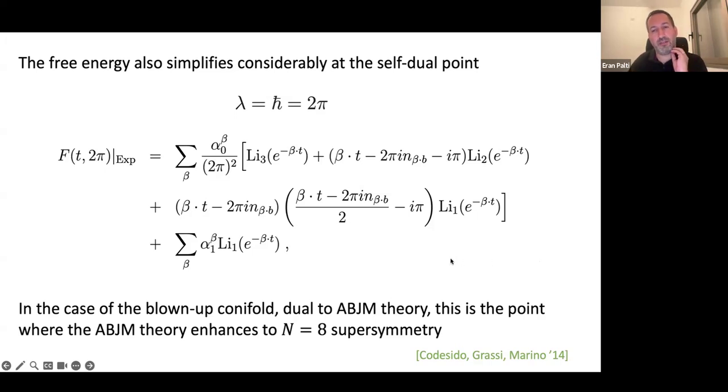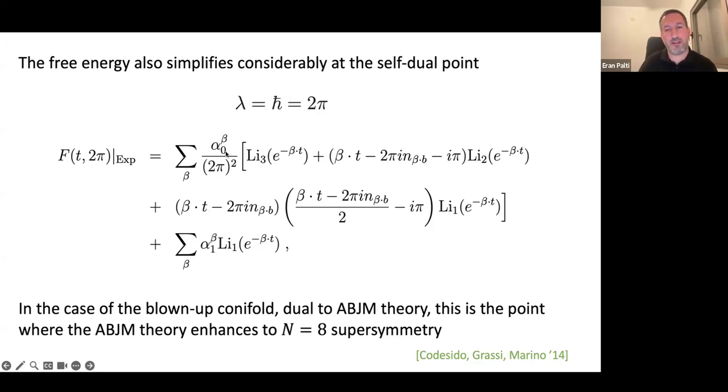This simplification, we don't know what it means in general, but in the case of the blown-up conifold, which is a certain non-compact setting that's dual to ABJM theory on the three-sphere by geometric transition, then this special point is the point where the ABJM theory enhances to N=8 supersymmetry. There's two points like that.